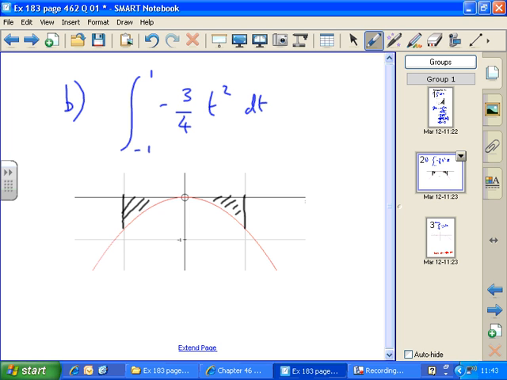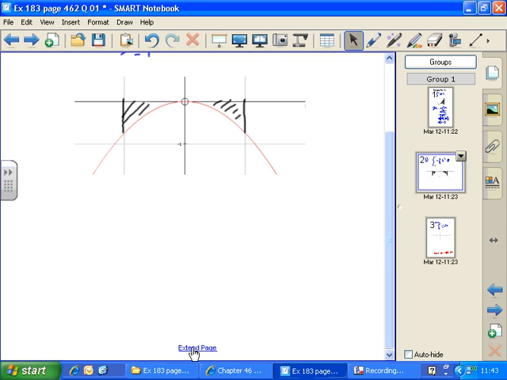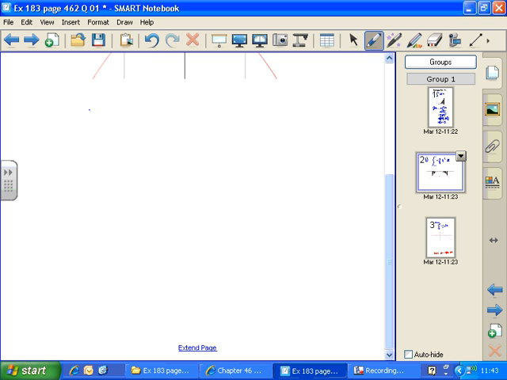So putting those limits in, I'll end up with this area, which is twice the area between 0 and 1. So I could actually find the area between 0 and 1, and then double it. And in some cases, playing around with the negative signs is difficult, so it's worth doing it that way. But we'll just put these limits in as they are. So again, what am I going to do? I'm going to integrate between the limits minus 1 and plus 1, minus 3/4 t squared with respect to t.